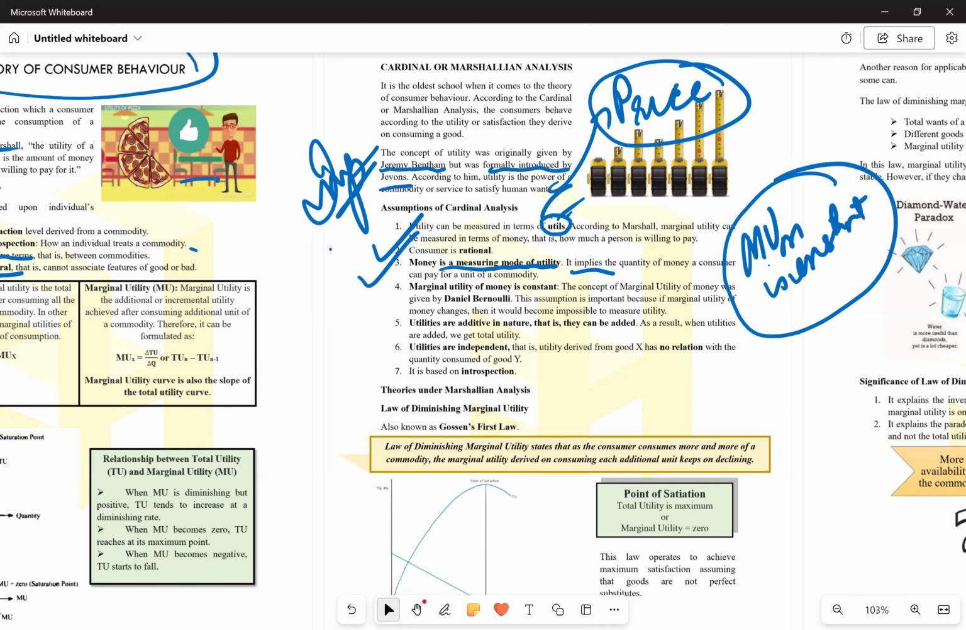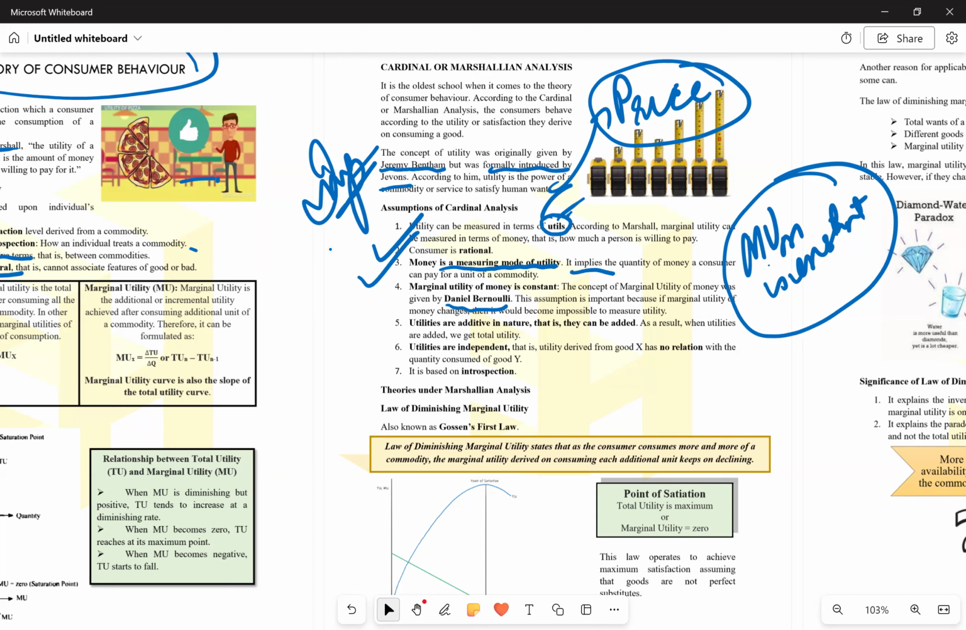And this was given by Daniel Bernoulli, but he just wanted to make the task easier. If the marginal utility of money is variable, then it would be very difficult to measure utility. He just wanted to make this measuring term constant. That was the only thing, right? If it were variable for all individuals, for everybody, then it would be very difficult to identify the utility level.